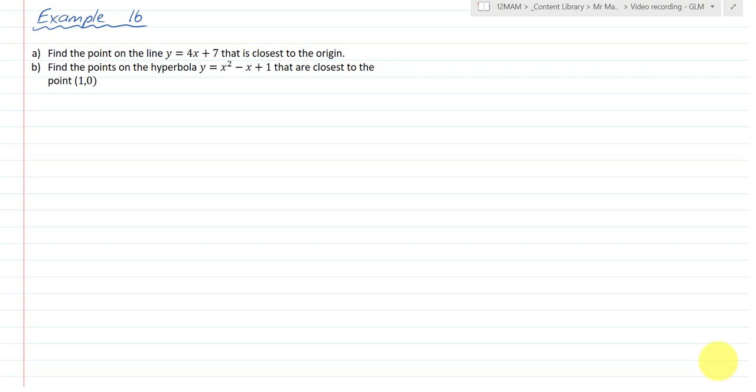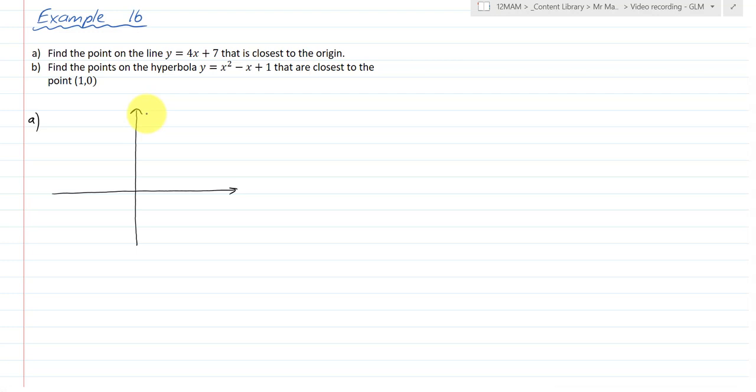Part A. Find the point on the line y equals 4x plus 7 that is closest to the origin. We'll start with part A here, and I'll just recognize that when I sketch this, there is another way of doing it, which I'll talk about briefly. But let's first start by sketching. This is step one of the optimization process, building an understanding of what's happening.